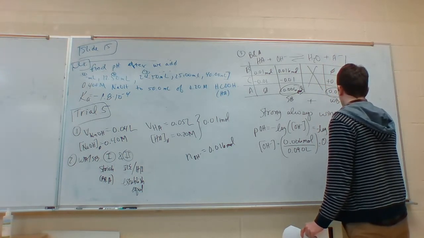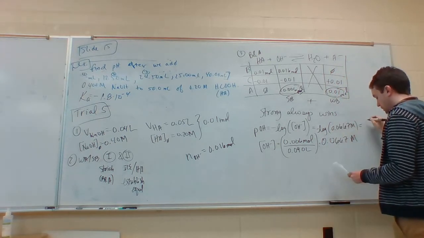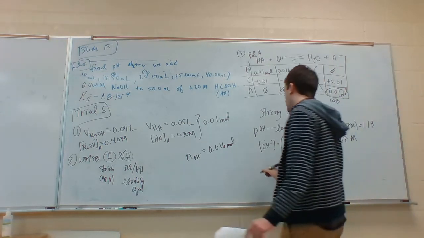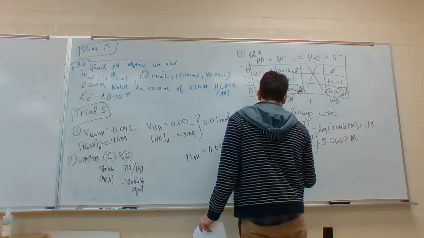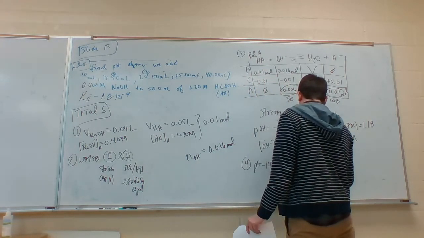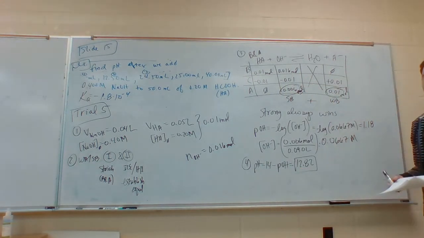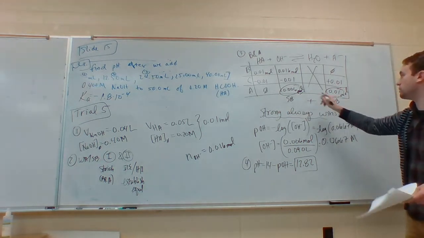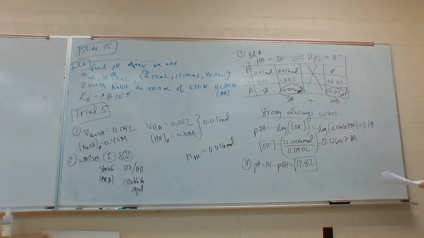That goes in here. Negative log of 0.0667, which is equal to 1.18. That's again our pOH. So to get our pH, that's going to be equal to 14 minus our pOH, which is equal to 12.82. Again, now we are very basic. Again, strong always wins when you've got that competition. So it can help save you some steps if you know what you're doing.